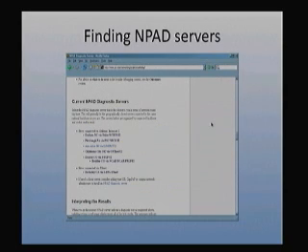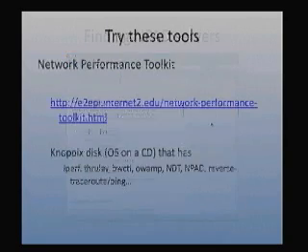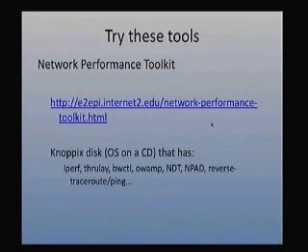And there is a page showing several public NPAD servers out there. And then finally, we have this Network Performance Toolkit, which is a Knoppix disk that is essentially a full OS on a CD that has virtually all the tools that we've talked about today, I think. Yeah, ping and traceroute there too. And in fact, there's also a reverse traceroute server on there.